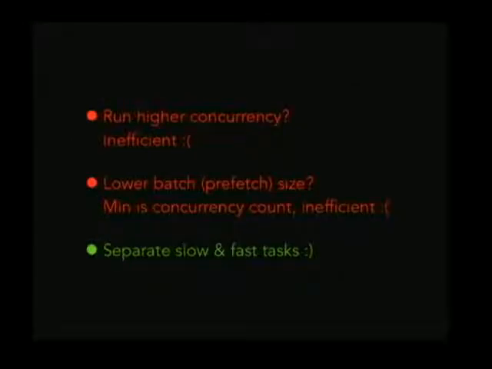We considered several options. One of them was to run higher concurrency. It's obviously really inefficient. You run up against other walls, like running out of memory, et cetera. You can lower the batch size, but again, that's also really inefficient and doesn't change very much. And then the thing that we ran up against that really worked for us was a pattern used in a lot of concurrent systems, which was to separate your slow and fast tasks into different workers.